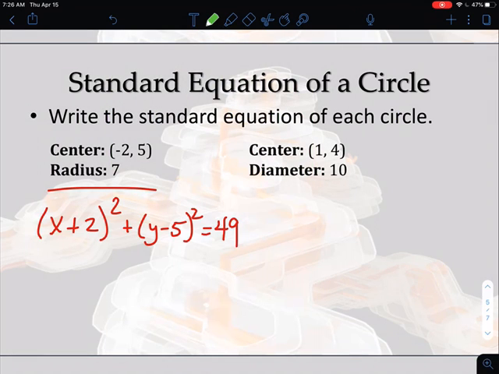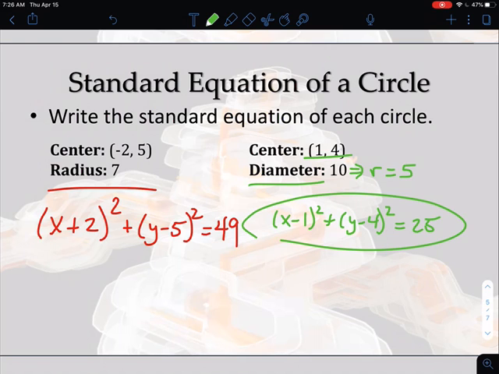Now, if we look at the second example, this one's just a little bit more involved, because they give me the center, which is good, but then they give me the diameter. And I don't want diameter for my equation, I need the radius. If we remember, the radius is half as big as the diameter, so my radius in this case would just be 5. And then from there, I can plug everything in. I get x minus 1 squared plus y minus 4 squared is equal to 25, and there's my equation.